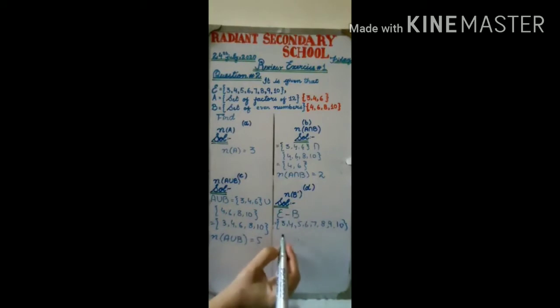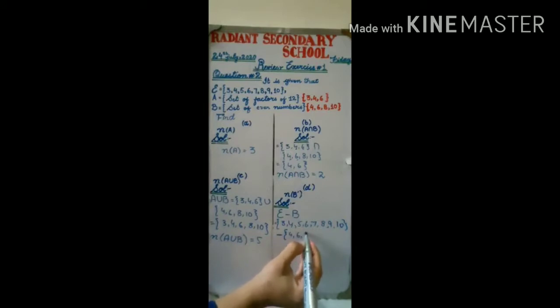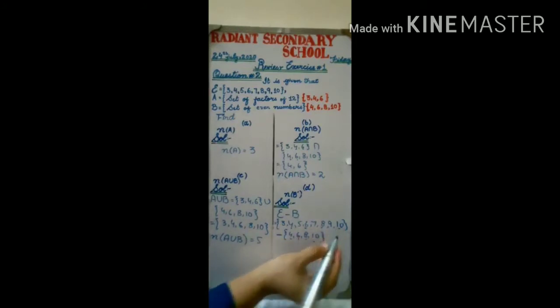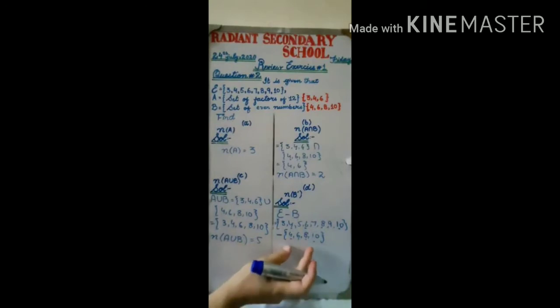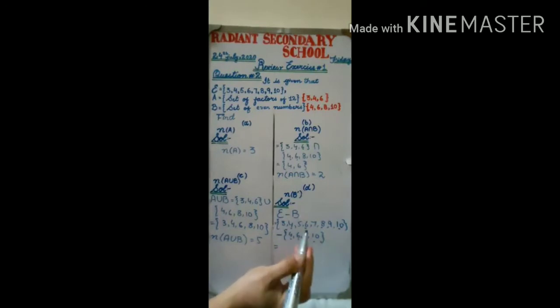Okay, universal minus B set. B set is 4, 6, 8 and 10. Now look at this one, 4, 6, 8 and 10. Now we have to subtract these elements from the first one. Now you have to write in the answer the remaining elements from the first set.